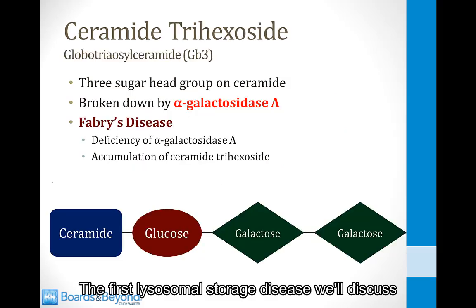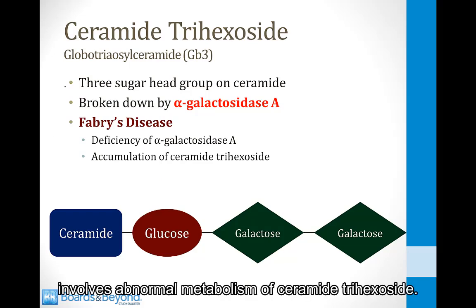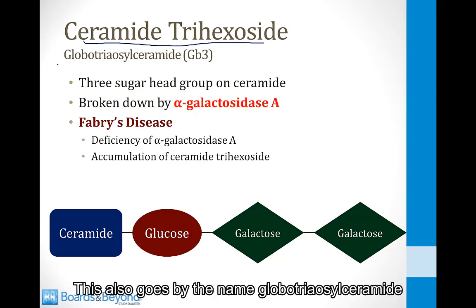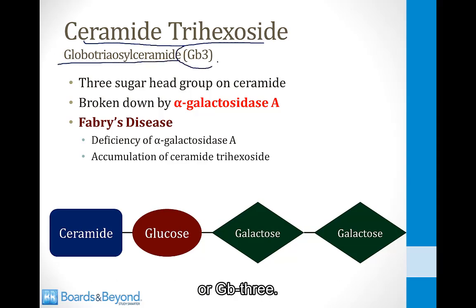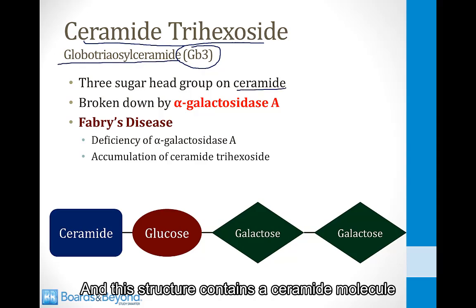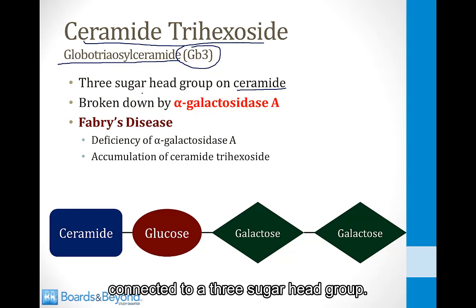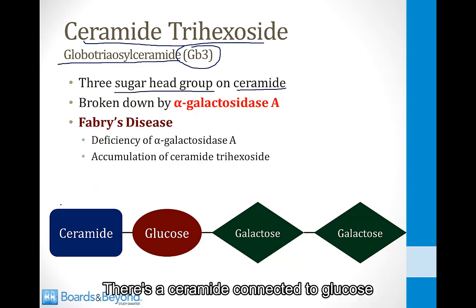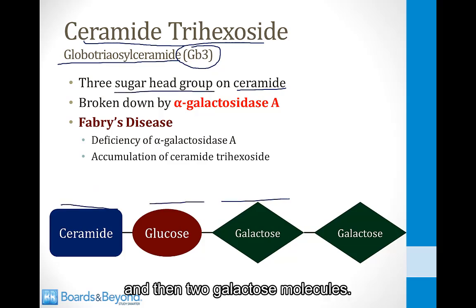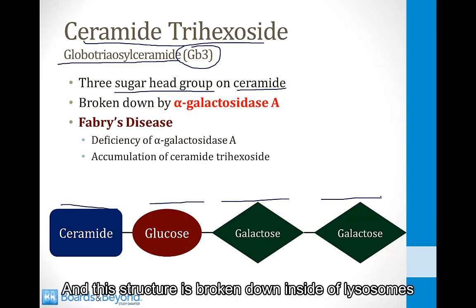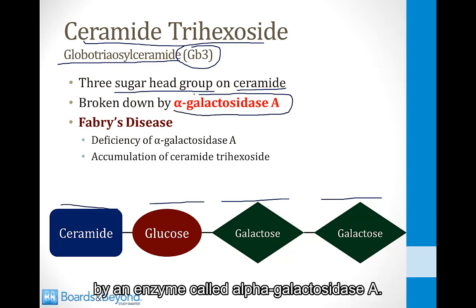The first lysosomal storage disease we'll discuss involves abnormal metabolism of ceramide trihexoside. This also goes by the name globotriacylceramide, or GB3. And this structure contains a ceramide molecule, like I showed you on the last screen, connected to a 3-sugar head group. There's a ceramide connected to glucose and then 2 galactose molecules. And this structure is broken down inside of lysosomes by an enzyme called alpha-galactosidase A.